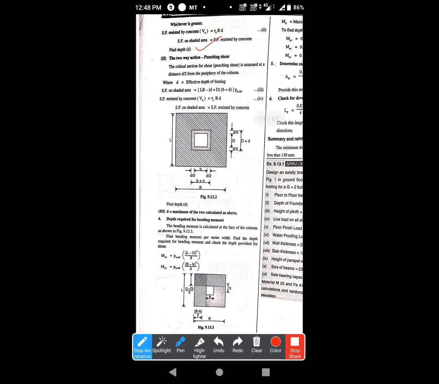Now second is two-way action or the punching shear. For this, see here, the whole area is shaded. For the whole shaded area you have to do the calculation. The critical section for shear, that is punching shear, is assumed at a distance of d by 2. This is your column.